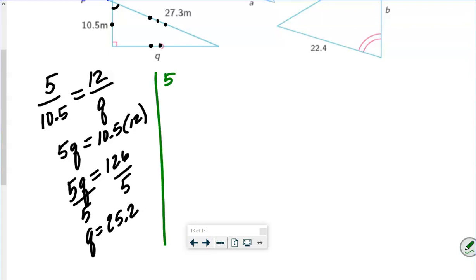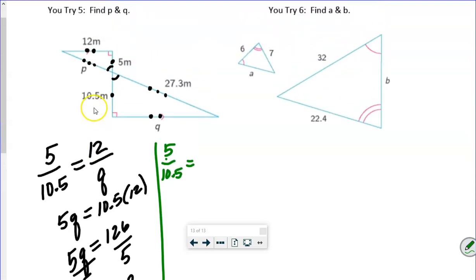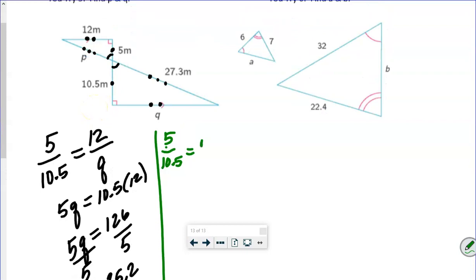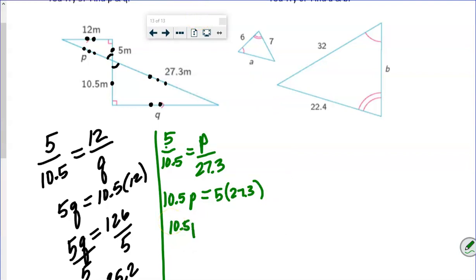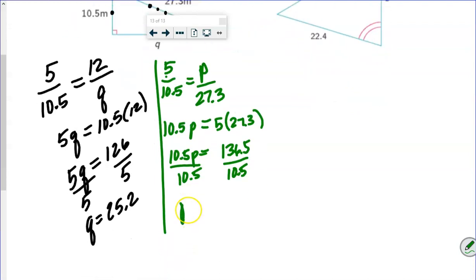So we're going to use that same ratio, 5 over 10.5, and set that equal to now our 3 dot one, right? So we're going to go P over 27.3. So 10.5 times P is equal to 5 times 27.3, okay? Multiplying 5 times 27.3, I got 10.5 P is equal to 136.5. Divide both sides by 10.5. So I got that P was equal to 13.